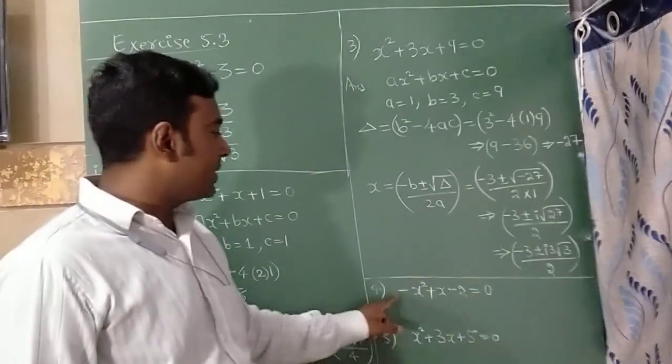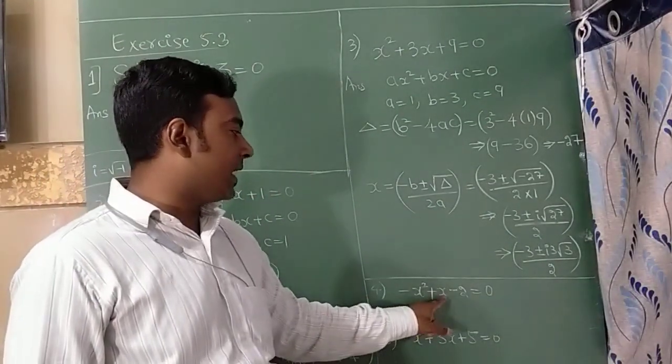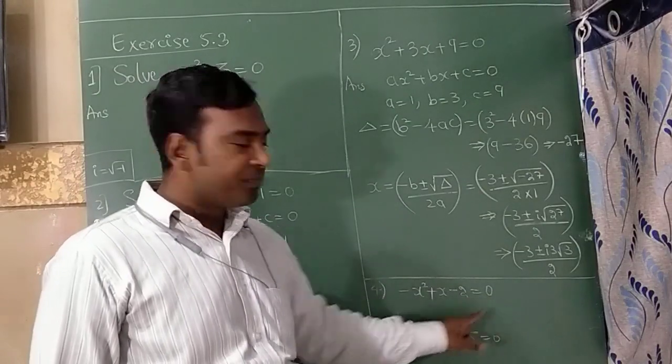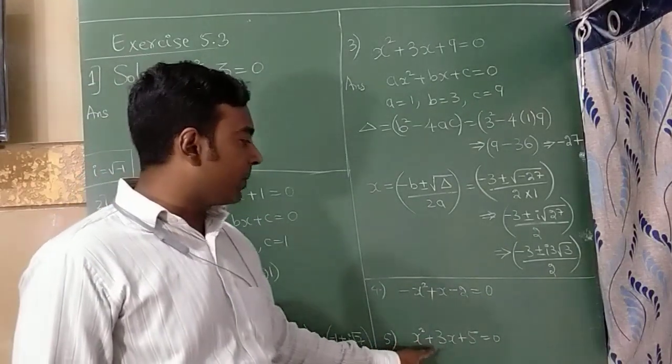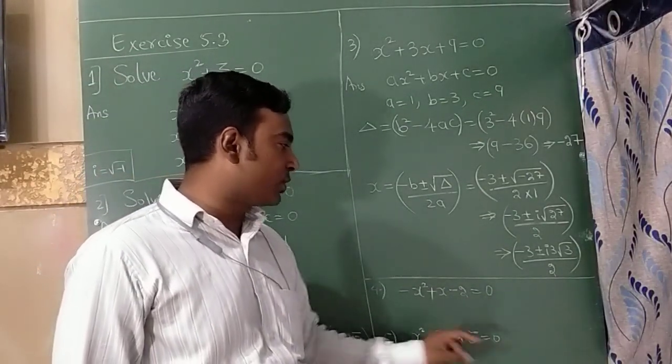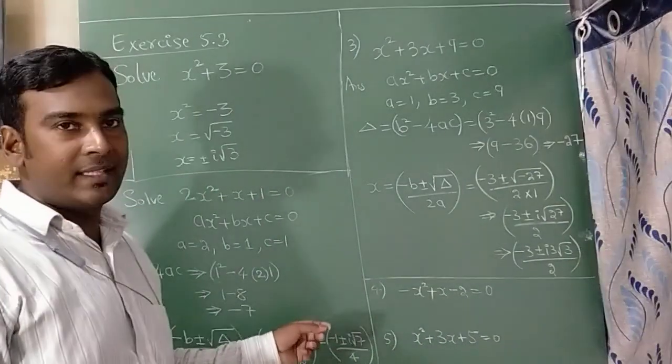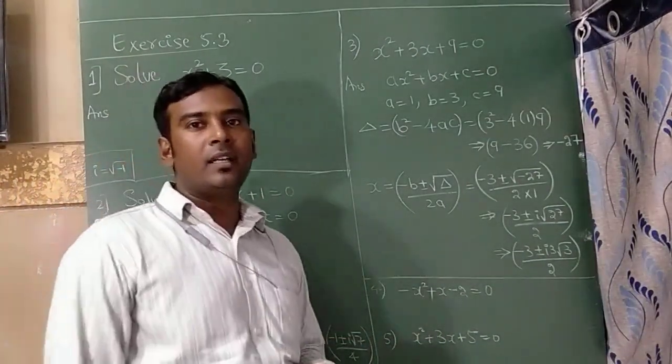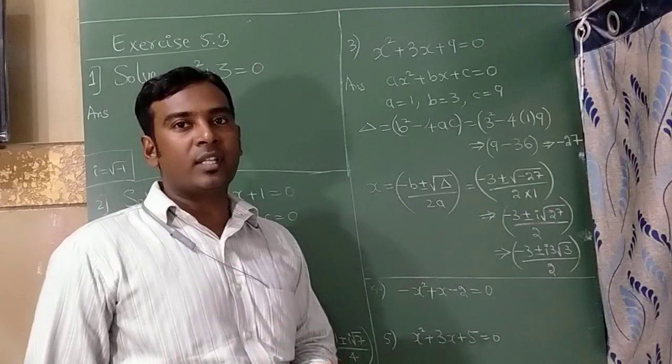Now the fourth question is minus x square plus x minus 2 is equal to 0. And the fifth question is x square plus 3x plus 5 is equal to 0. I want you to try these sums and let me know the answer in the comment section. So let's move on to the sixth sum.